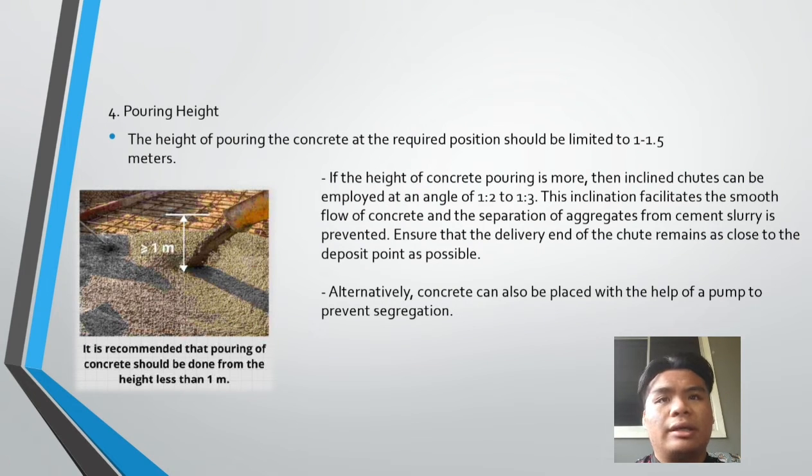Okay, number 4, pouring height. The height of pouring of the concrete at the required position should be limited to 1 to 1.5 meters. If the height of concrete pouring is more, then inclined shutters can be employed at an angle of 1:2 to 1:3. This inclination facilitates the smooth flow of the concrete, and the separation of aggregates from cement slurry is prevented. Ensure that the delivery end of the chute remains as close to the deposit point as possible. Alternatively, concrete can also be placed with the help of a pump to prevent segregation.